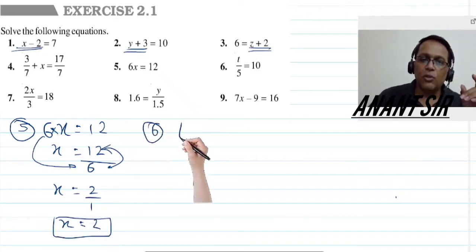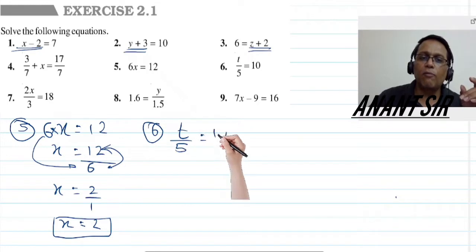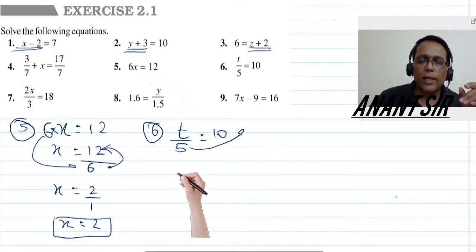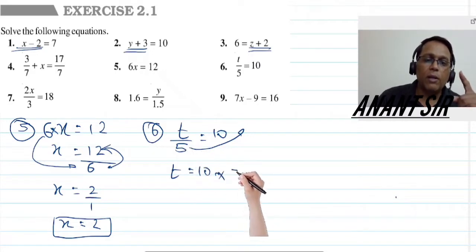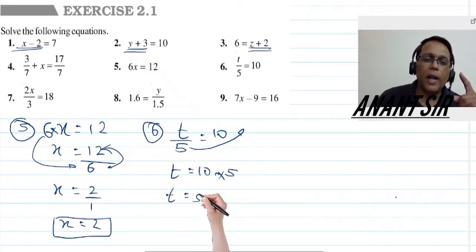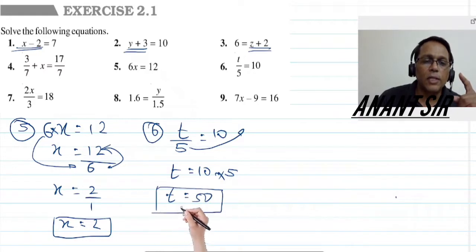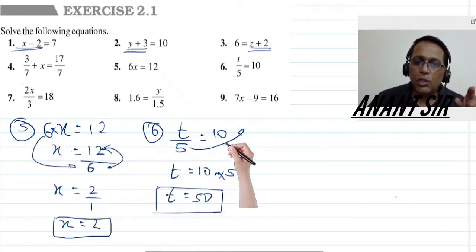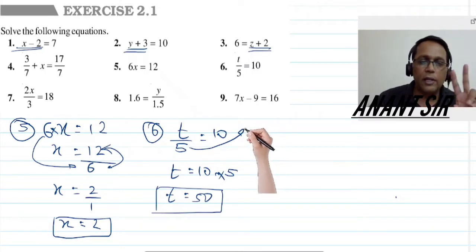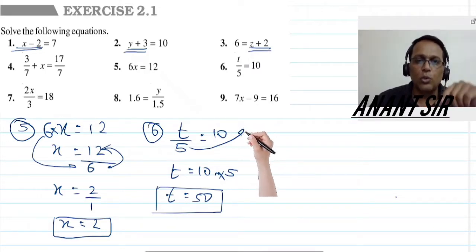Again, I am first solving the sixth one now. T upon 5 equal to 10. So when I take that 5 to the other side, this divided by 5 will become multiplied by 5, and the answer will be 50. Always remember, multiplication becomes division, division becomes multiplication, sign does not change. We are making the opposite thing, right?